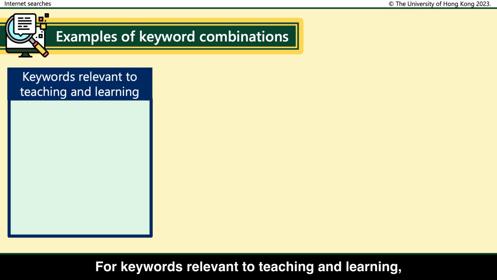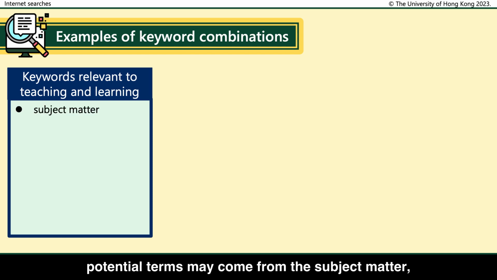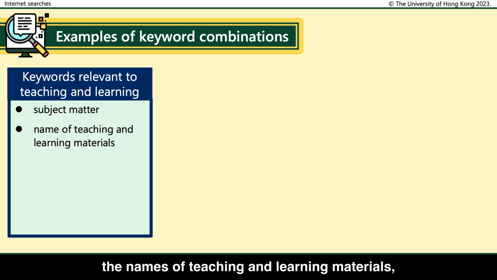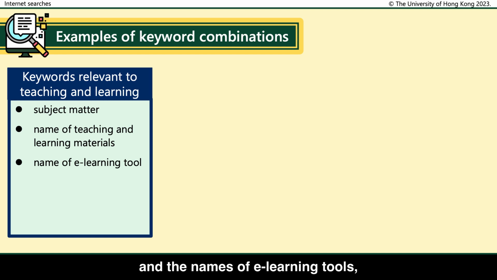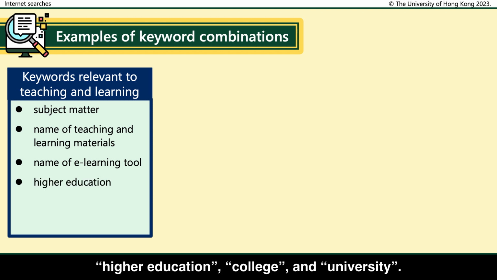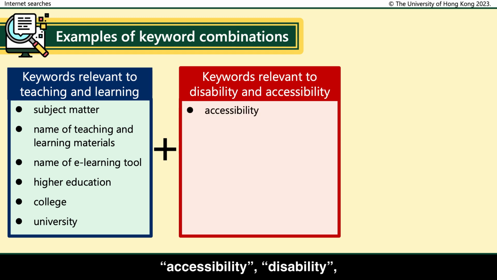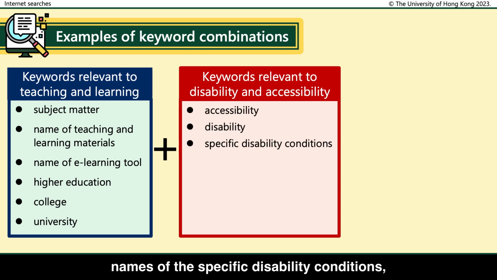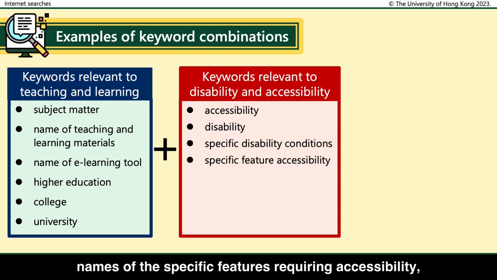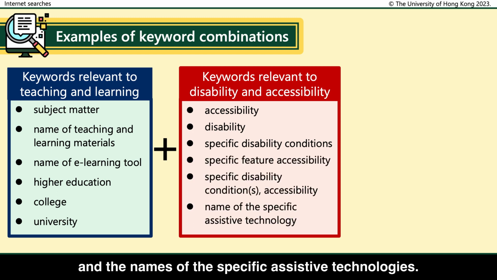For keywords relevant to teaching and learning, potential terms may come from the subject matter, the names of teaching and learning materials, and the names of e-learning tools, as well as the terms higher education, college, and university. For keywords relevant to disability and accessibility, the potential terms could be accessibility, disability, names of the specific disability conditions, names of the specific features requiring accessibility, and the names of the specific assistive technologies.